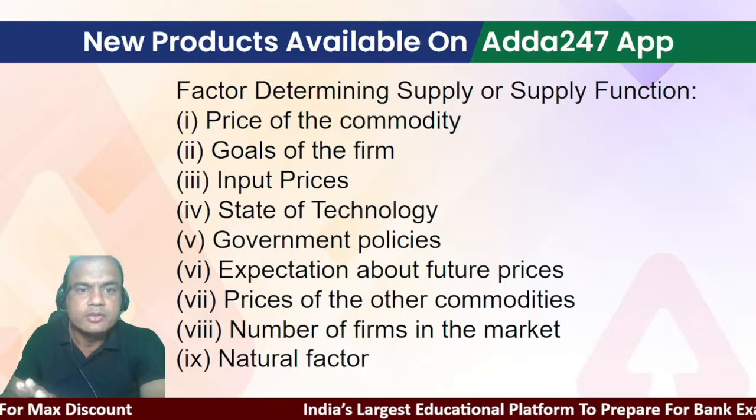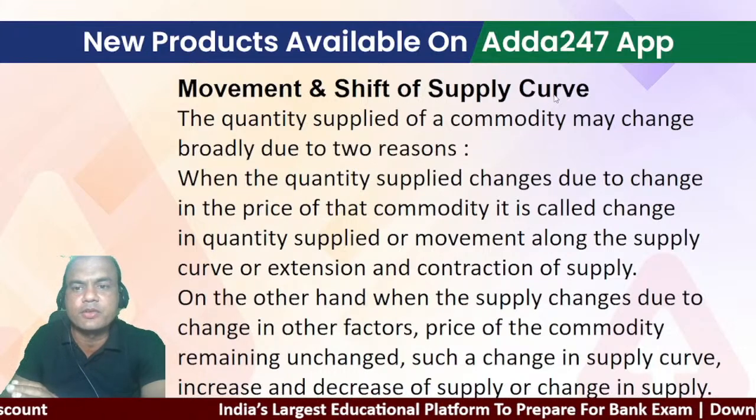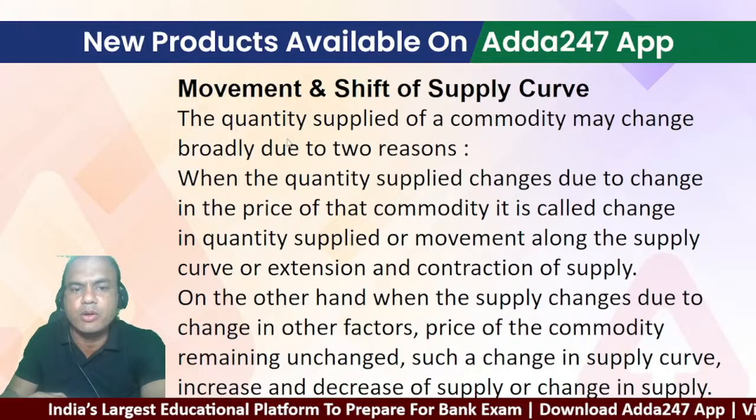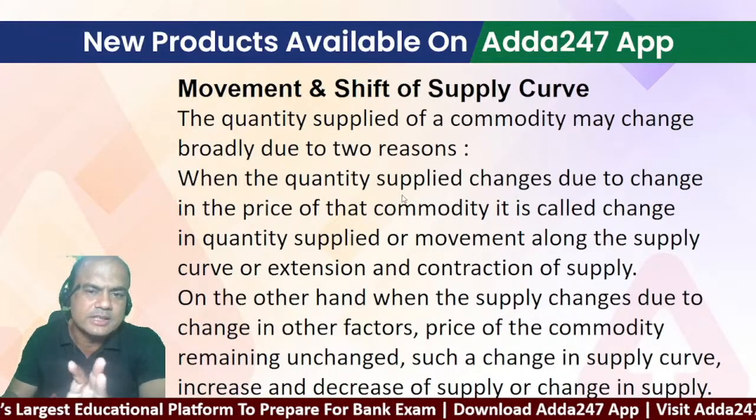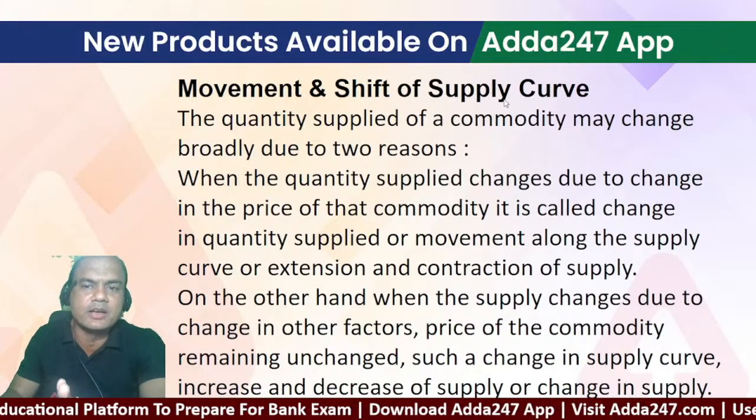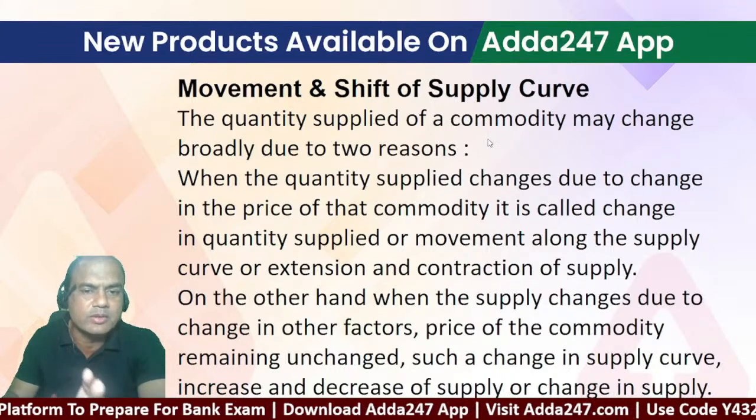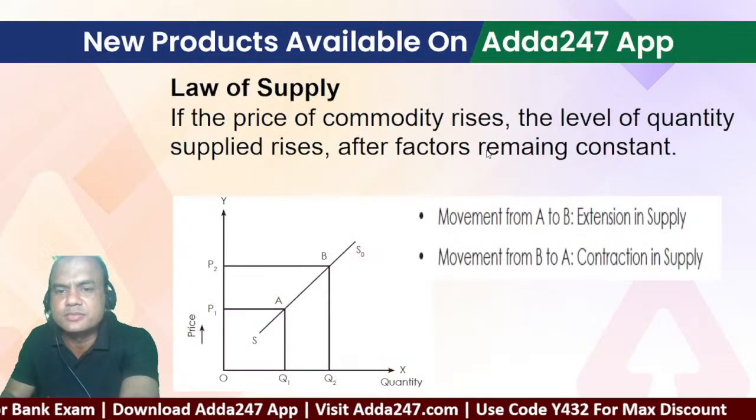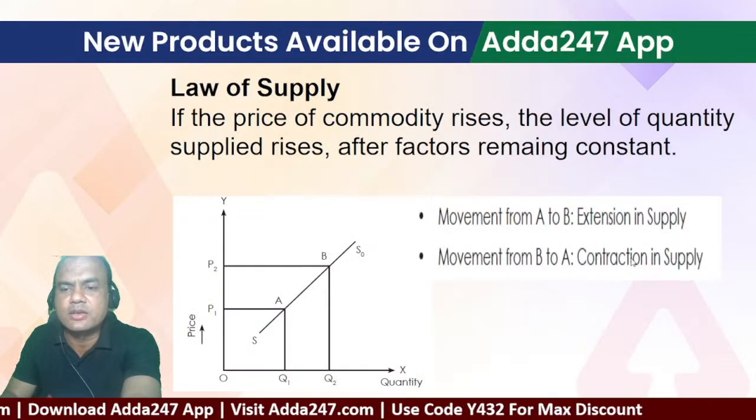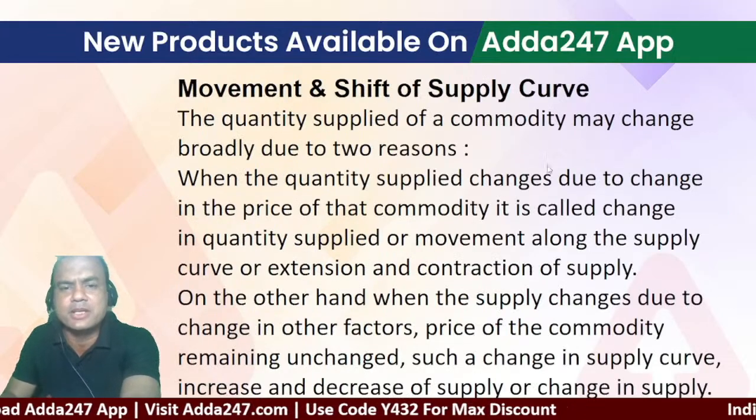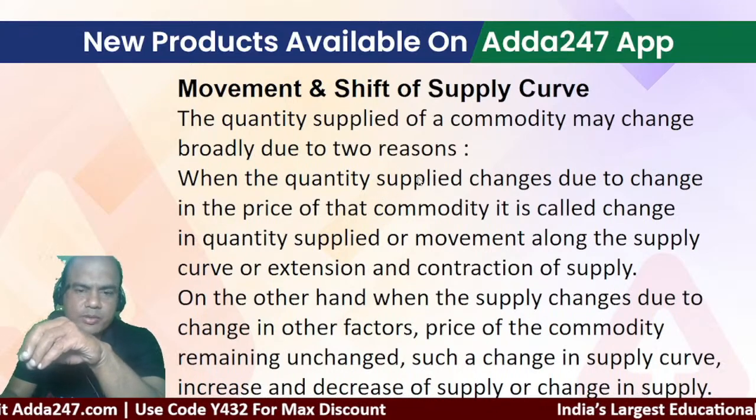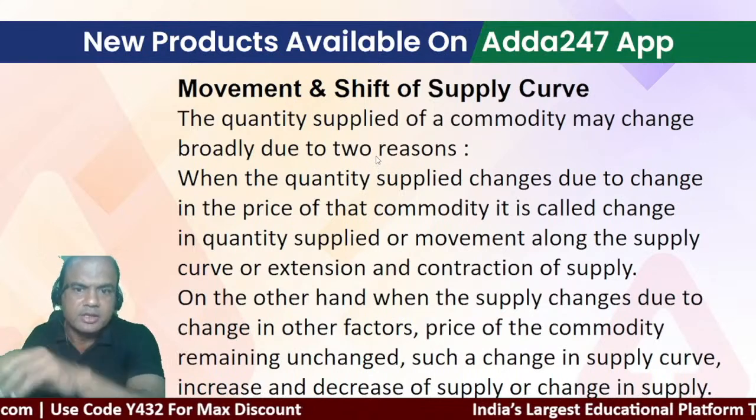Okay, so movement and shift of supply curve. The quantity supplied of a commodity may change broadly due to two reasons. Here, there is a separate concept of supply curve and graphs are there. This is similar to that of the demand. Just now I explained to you this one, extension and contraction of supply. Same logic applies over here. Only here, importantly for you from the exam point of view, are the two reasons.